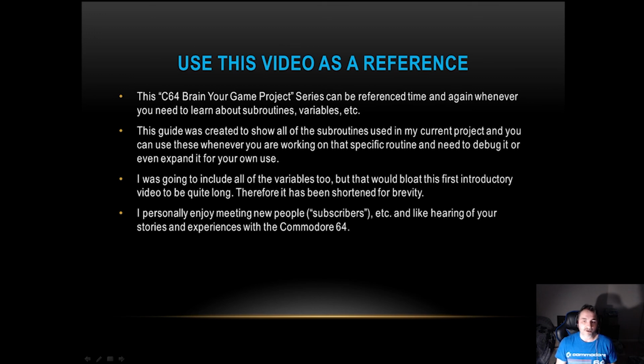Now, really importantly, you can use this video as a reference for your projects. The C64 Brain game project series is going to be referenced time and again whenever you need to learn about subroutines and variables, because I gave definitions of what they're about in here. It saves you having to scroll through all your code too. The guide was created to show you all the subroutines used in my current project, and you can use these whenever you're working on that specific routine and need to debug it or even expand it for your own use.